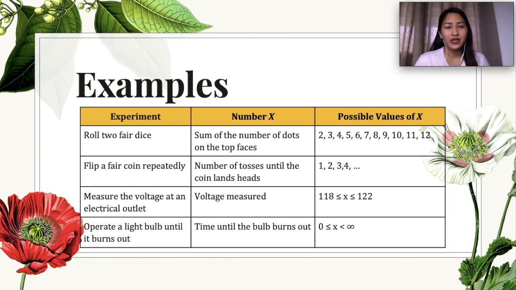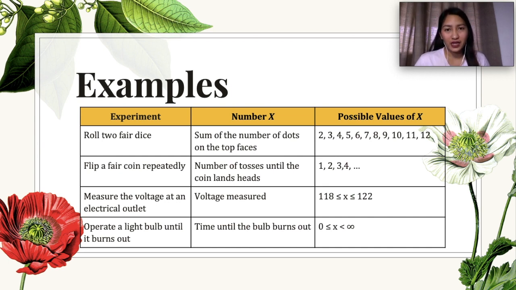So, ano ba yung examples ng random variables? So, una, one experiment could be rolling 2 fair dice, where the number x is the sum of the number of dots on the top faces, and therefore, the possible values of x is 2, 3, 4, 5, hanggang 12. Another example na meron dito is flipping a fair coin repeatedly. So, the number of tosses until the coin lands heads is the x. Okay, so yung possible values of x is 1, 2, 3, kung ilan yung number of toss until yung coin ay magland sa head.